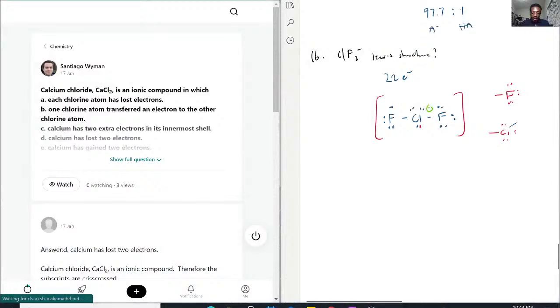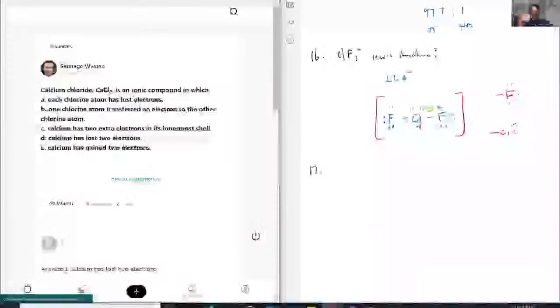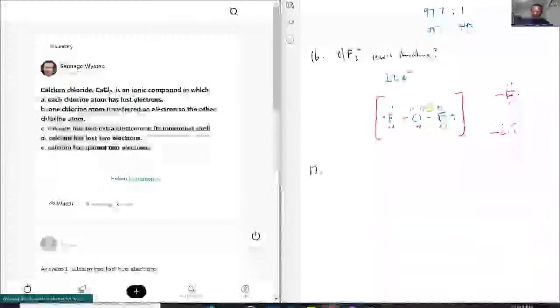We have question number 17 here. Calcium chloride, CaCl2, is an ionic compound in which each chlorine atom has lost an electron, or one chlorine atom transferred an electron to the other chlorine atom. Calcium has 2 extra electrons in the innermost shell. Calcium has lost 2 electrons, or calcium has gained 2 electrons. So we have CaCl2. Okay?